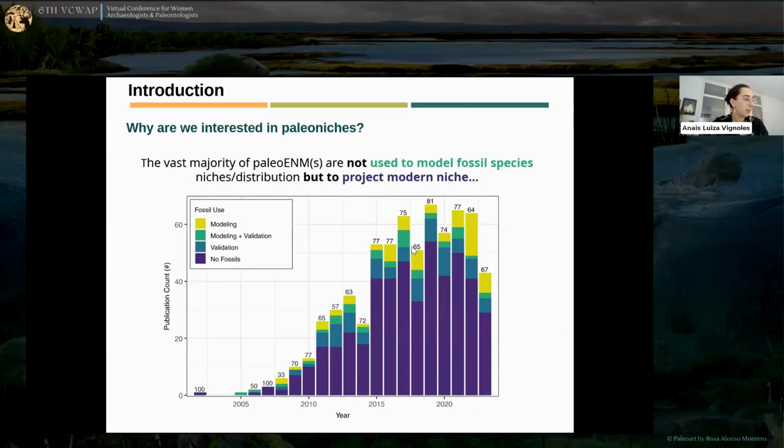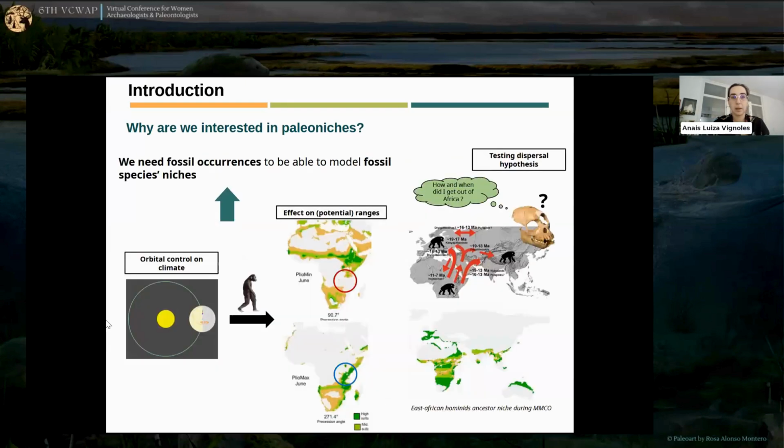But the problem is that the vast majority of paleo-ENMs are not used to model fossil species niches distribution, but rather to project modern niches, as shown in this very interesting graph from a recent paper that was surveying what kinds of occurrences were used to model paleo niches. And as you can see, most of them, thinking in the past, don't use any fossil data. But we actually need fossil occurrences to be able to model fossil species niches.